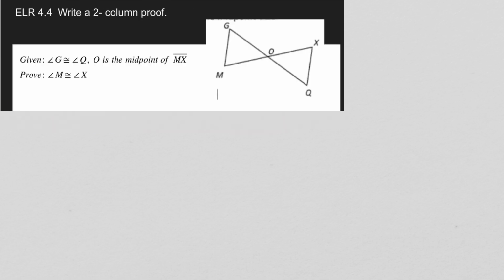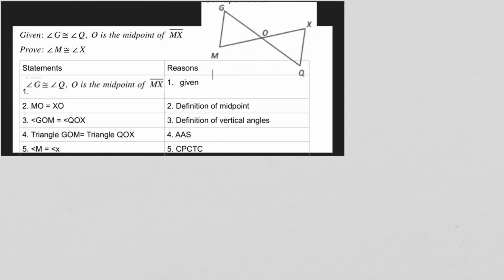All right, so I do have another proof for you guys to try. Why don't you copy, pause this video, and come back to see if you're getting the correct answer. All right, so here's how I have it set up. Angle G is congruent to angle Q. That was given. They also are given O is the midpoint of side MX. So what is the result of the midpoint? Well, it gives us two congruent segments, and I name those segments MO and OX.